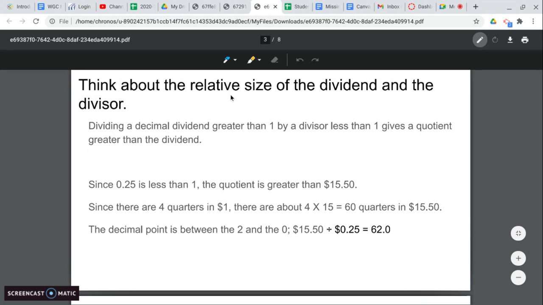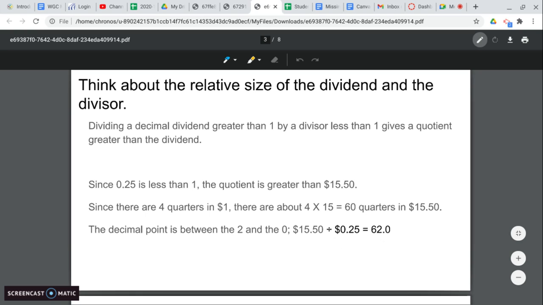Think about the relative size of the dividend and the divisor. Dividing a decimal dividend greater than 1 by a divisor less than 1 gives a quotient greater than the dividend. Since 0.25 is less than 1, the quotient is greater than 15.50. Since there are 4 quarters in a dollar, there are about 4 times 15, which is 60 quarters in 15.50. The decimal point is between the 2 and the 0. So 15.50 divided by 0.25 is 62.0.